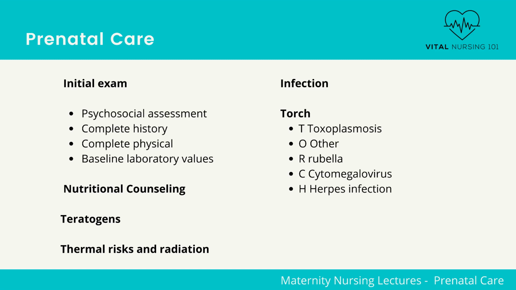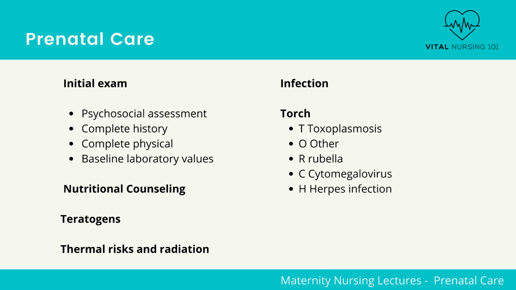Initial exam includes the following: psychosocial assessment, complete history, including medication, personal history from partner, family history of genetic problems, complete physical, baseline laboratory values, which include CBC, blood type and Rh, urine analysis, and STI screening. Important STI screening will include HIV, rubella titer, and hepatitis B. Nutritional counseling is also part of the initial exam.